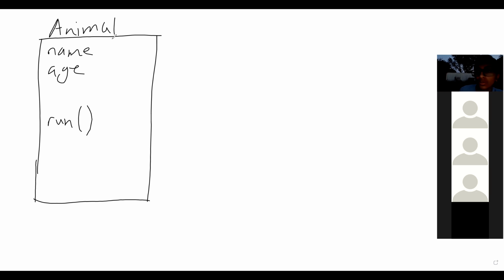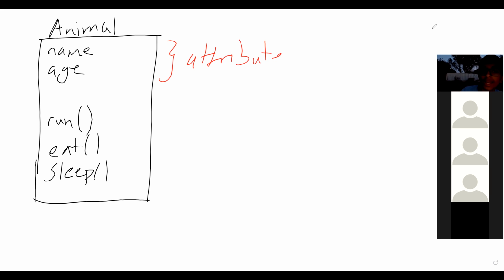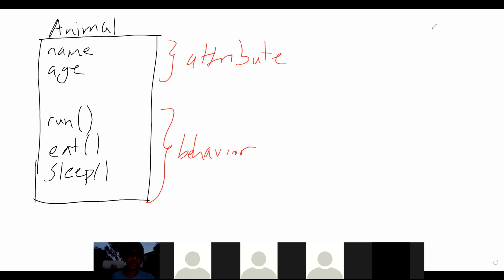And we have two attributes, two concrete values associated with this, the name and the age of the animal. Then we have some behavior: run, eat, sleep. These are some behaviors that are attributed to the animal. So if I use another color, this here is the attribute. And this here is the behavior. These are just the two formal names for those portions. And this here, you can see it's just a blueprint. We don't have an animal actually created.